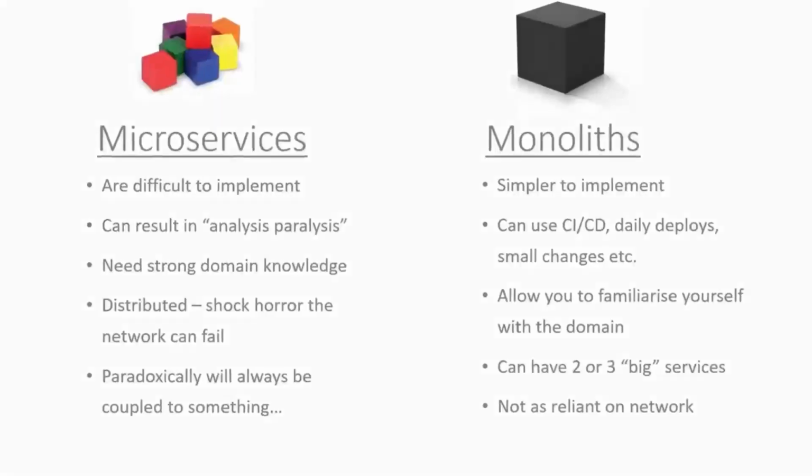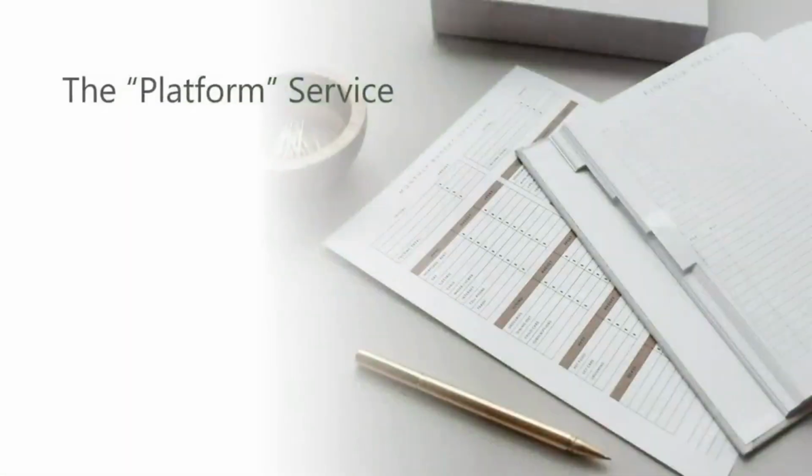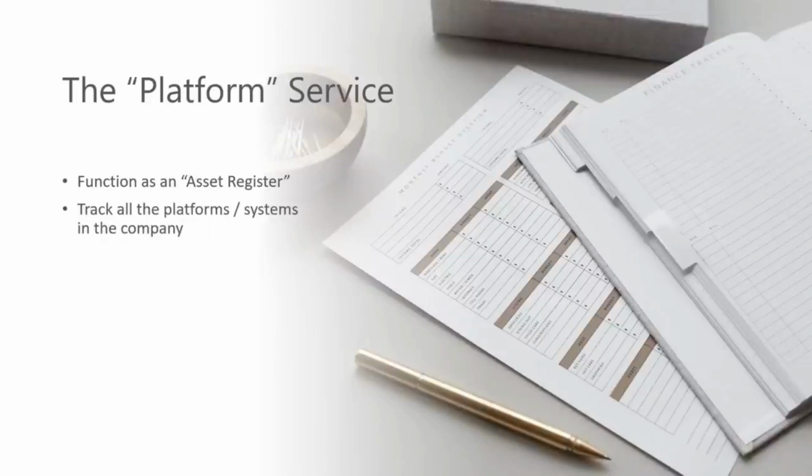All right, so let's come on and take a look at the 2 services that we're going to spend our time building as part of this course. So let's move on to the first one, and this is our platform service. Now, what is the platform service? Well, the idea is that it's basically going to function as a sort of asset register. So it's going to contain all the systems, all the platforms that our fictional company is running. So yes, as it says, they're used to track all the platforms and systems in our company.